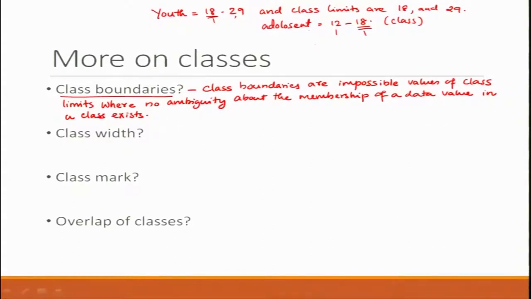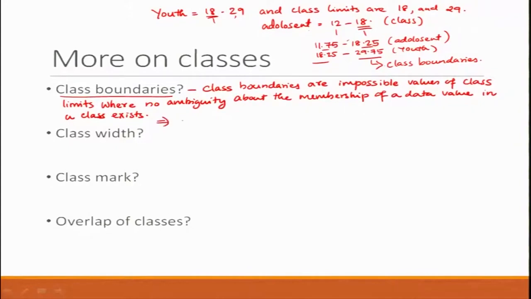So, sometimes you can make it 11.75 to 18.25. You can say this is the adolescent, and 18.25 to 29.75 is youth. Let us say you put it that way. If that is the case, then these new revised values are impossible values, because the data that you collected does not have that type of values. You only have 11 years, 12 years, only the absolute value of age. Then these will ensure that 18 will fall here. It removes the ambiguity. So, these are called class boundaries.